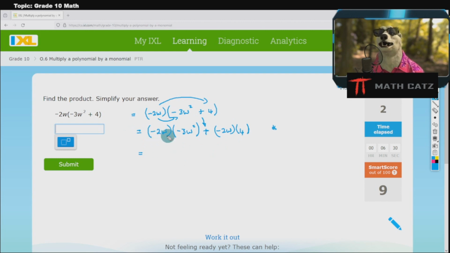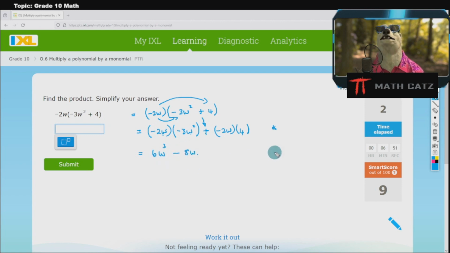Here I have a negative 2w times a negative 3w squared. Two negatives make a positive. 2 times 3 is 6. W times w squared gives me w cubed. Here I have a negative 8, which I can write as minus 8w.